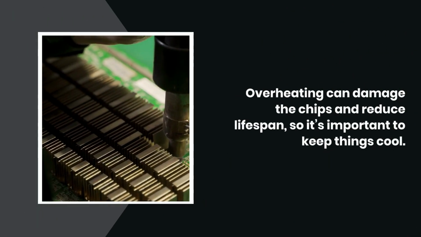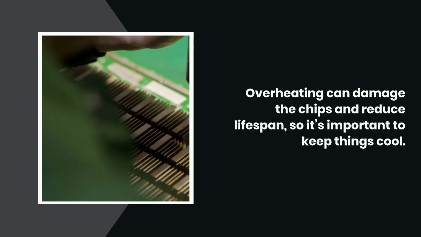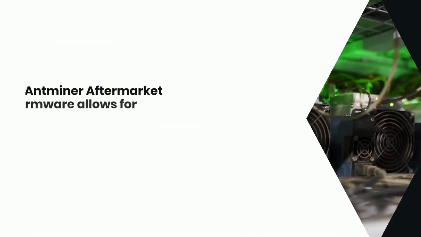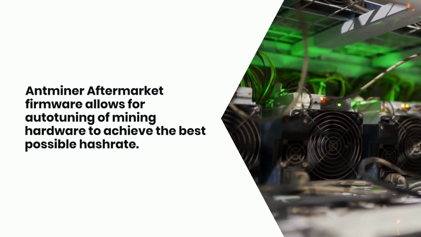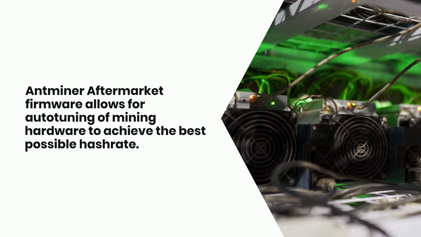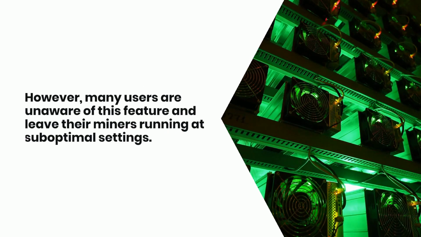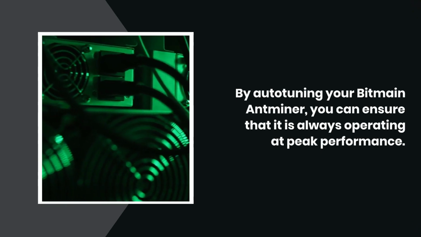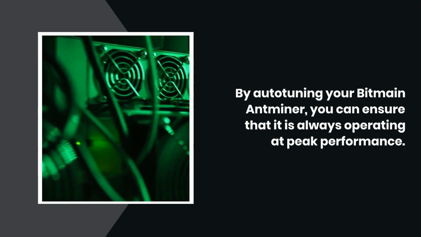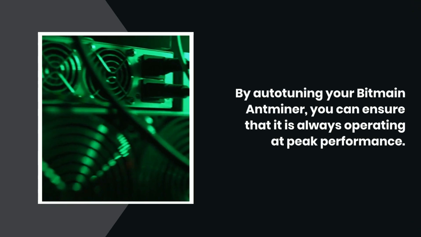Overheating can damage the chips and reduce lifespan, so it's important to keep things cool. Antminer aftermarket firmware allows for auto-tuning of mining hardware to achieve the best possible hash rate. However, many users are unaware of this feature and leave their miners running at suboptimal settings. By auto-tuning your Bitmain Antminer, you can ensure that it is always operating at peak performance.